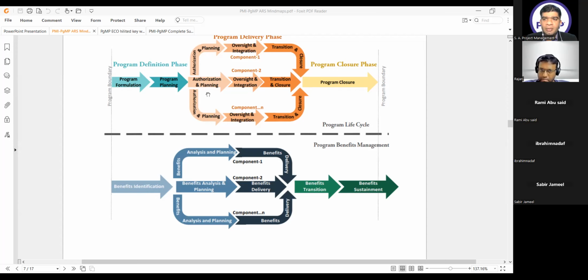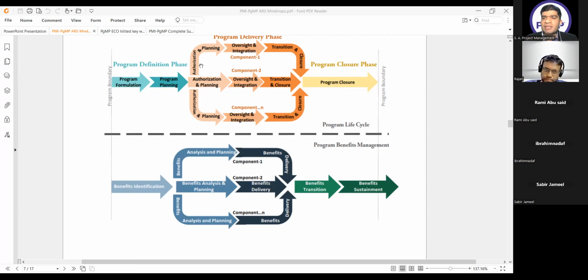Program delivery. Why? Because only in program delivery, the project components are initiated. Yes. So it means the business case of the components of the program will be made in the program delivery phase, and more specifically in the component authorization and planning subphase here.